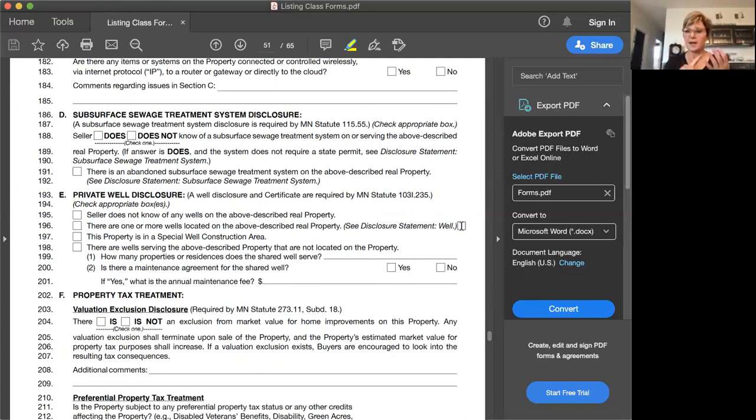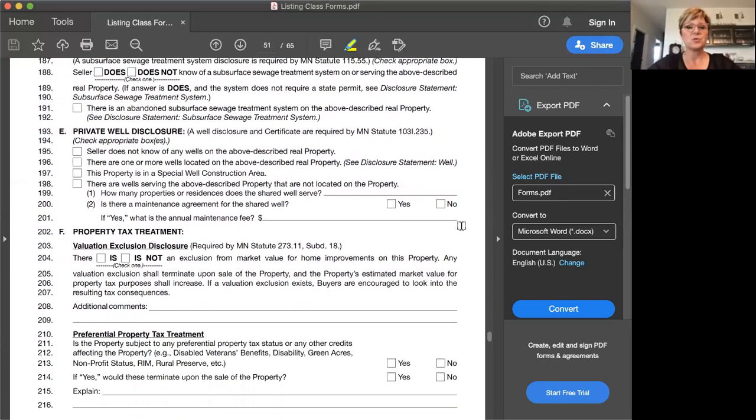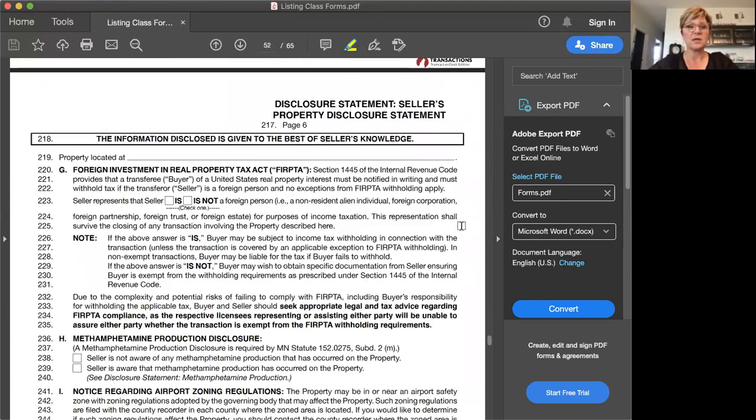Okay, so if they have a well or septic, they need this disclosure statement, and they need a septic disclosure statement and a well disclosure statement along with a location map. Okay, very important. So I'm just going to show you what those look like once we get through this form. So again, they're going to complete everything in its entirety.